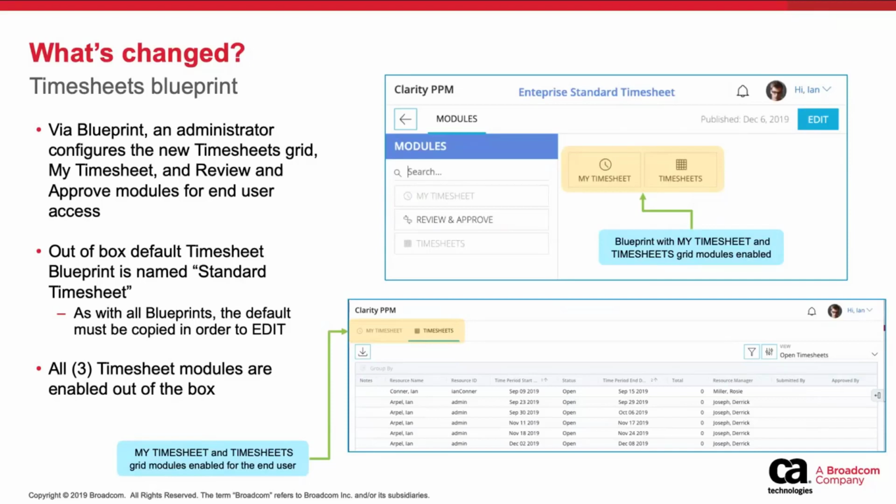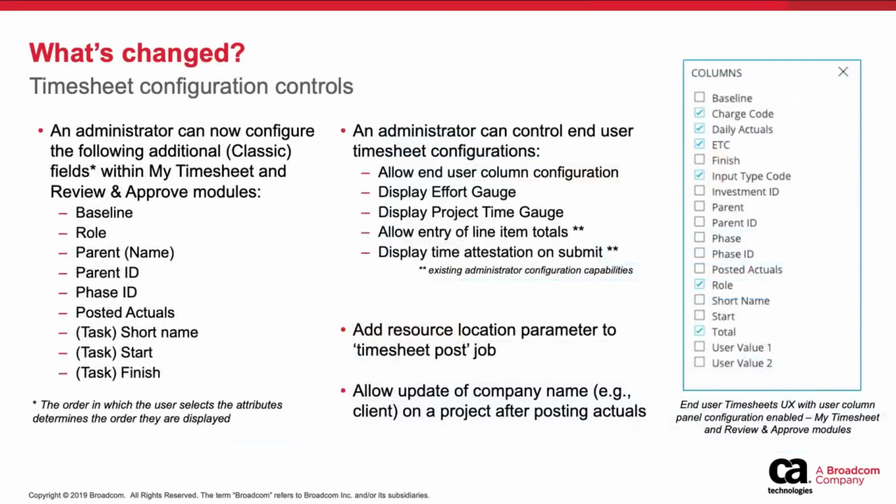Obviously, from a blueprint standpoint, there is a default blueprint, which is uneditable when you first go in, just like all the other blueprints you're familiar with. So you just need to copy it and name it something that makes sense for the organization, so then you can go in and perform your configuration. And as I mentioned, all 3 of the modules are enabled out of the box. The visuals that are on this screen are just showing examples of the review and approve module. And I'm using the term module to be consistent with how we refer to other blueprints. So these are examples of the review and approve module not being enabled. The timesheet configuration controls. So this slide's got a few things on it.